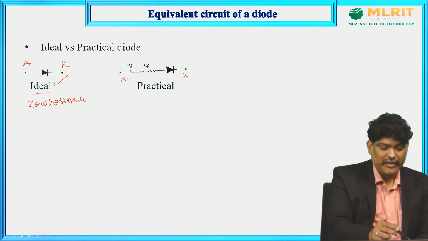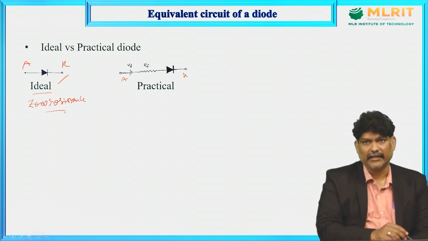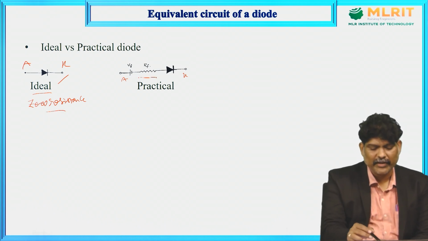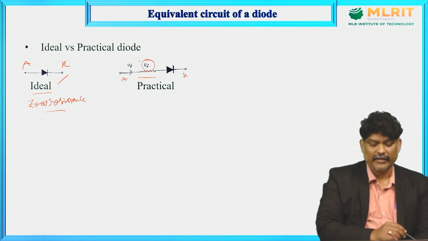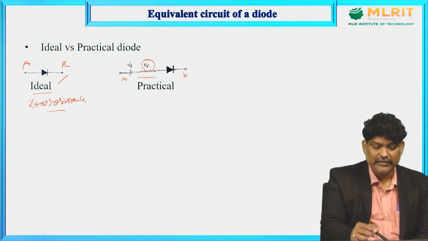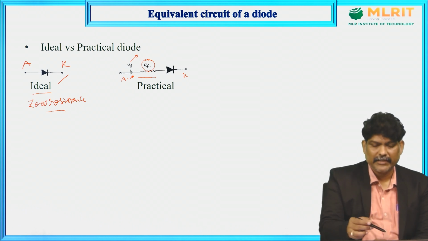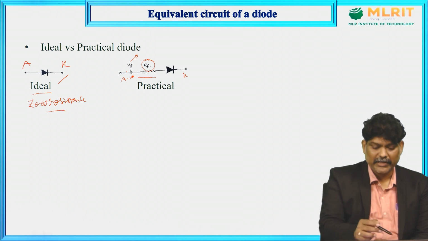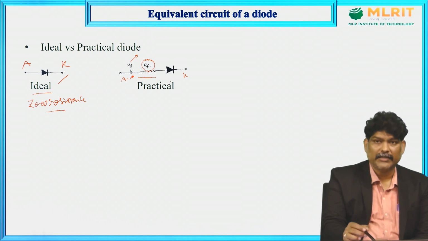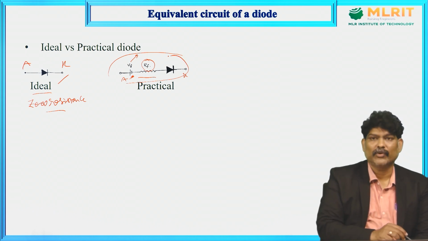So a large amount of current flows through the diode, and there is zero resistance. Whereas coming to the practical case, there is some resistance we have to consider, and that is the forward resistance of the diode. And then this is the cut-in voltage, the battery voltage, you can say cut-in voltage or V gamma. So practically, we have to consider all these resistances and cut-in voltages, so that your equivalent practical diode circuit will be shown like this.